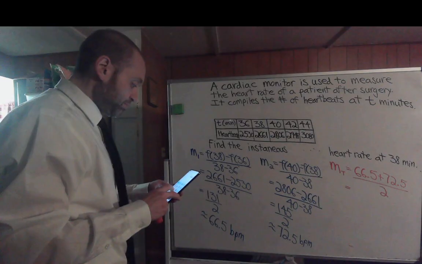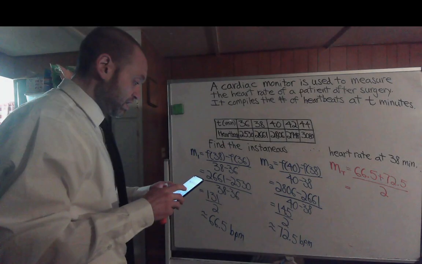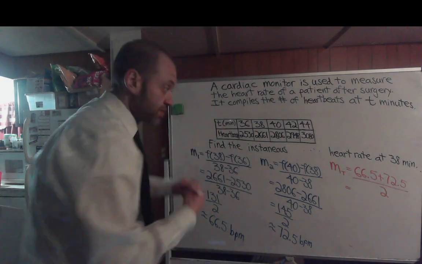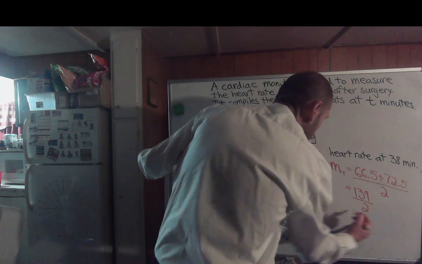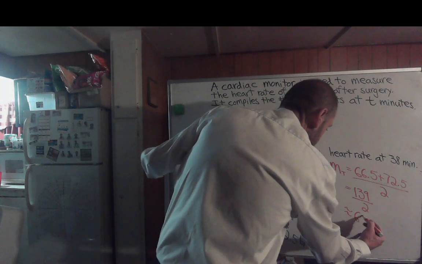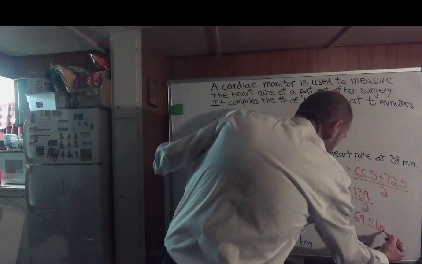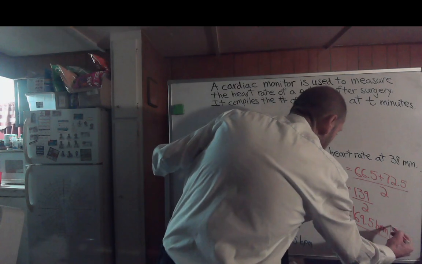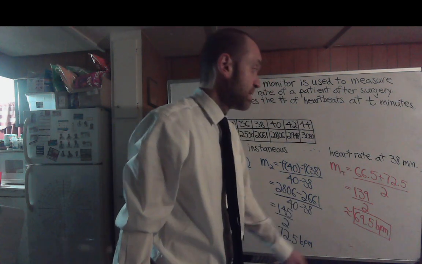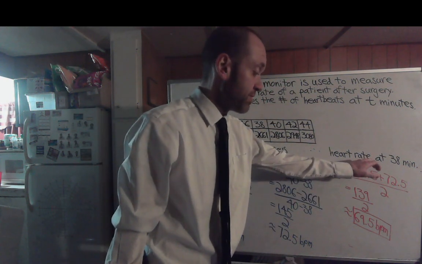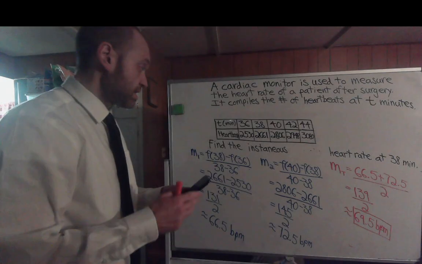So 66.5 plus 72.5, you get 139 divided by 2, which would be approximately 69.5 beats per minute. So your average heart rate at the time 38 minutes is approximately 69.5 beats per minute.